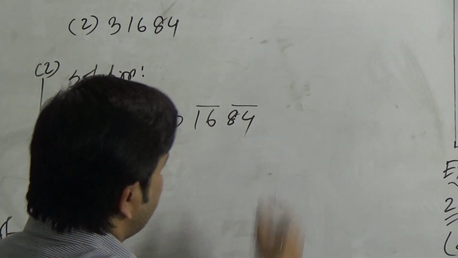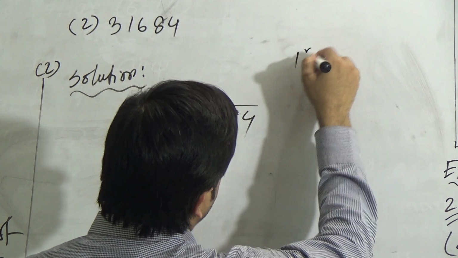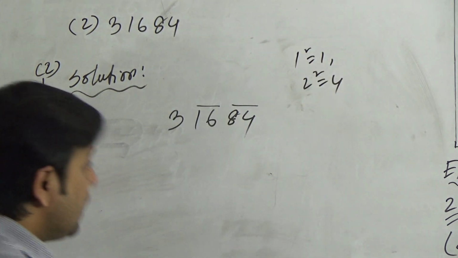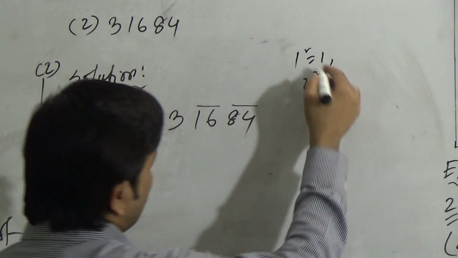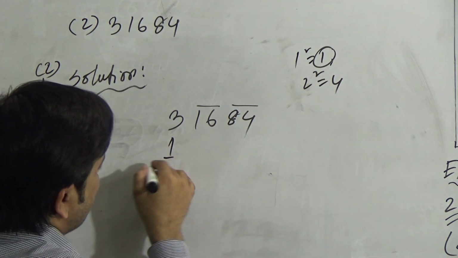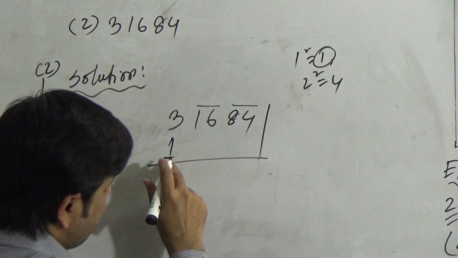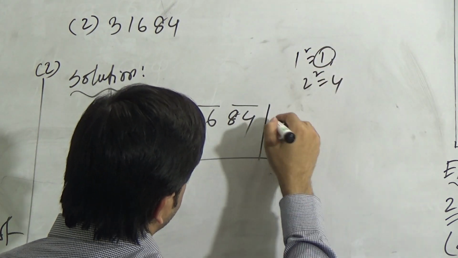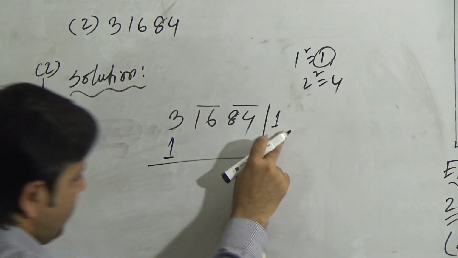What is the nearest square number of 3? 1 square is 1, 2 square is 4. But we can't take larger than 3, we have to take smaller than 3. So we can't take 4, we have to take 1. So 1 is the square number. The square root of 1 is 1. So we can write the square root here.